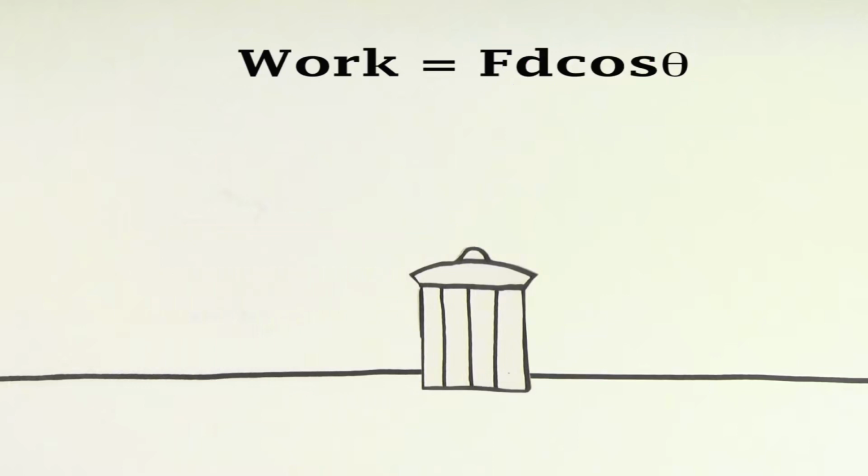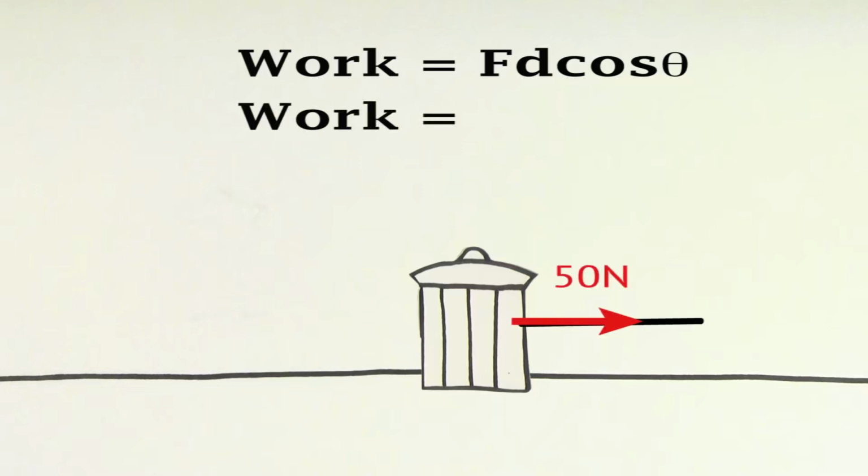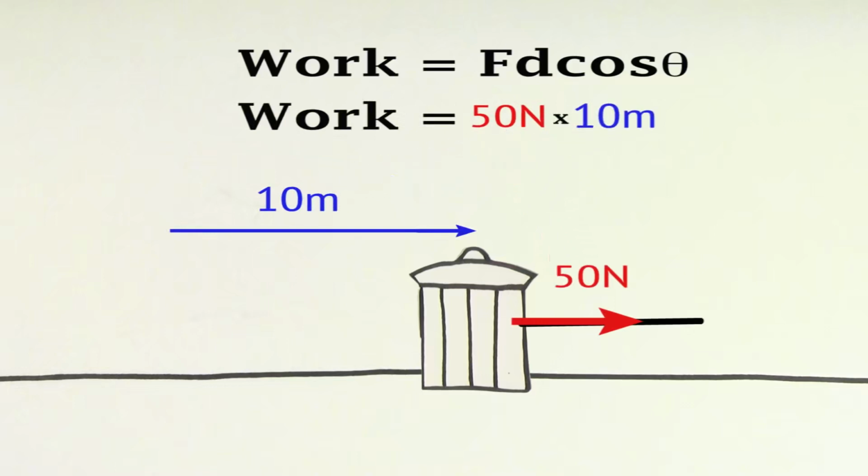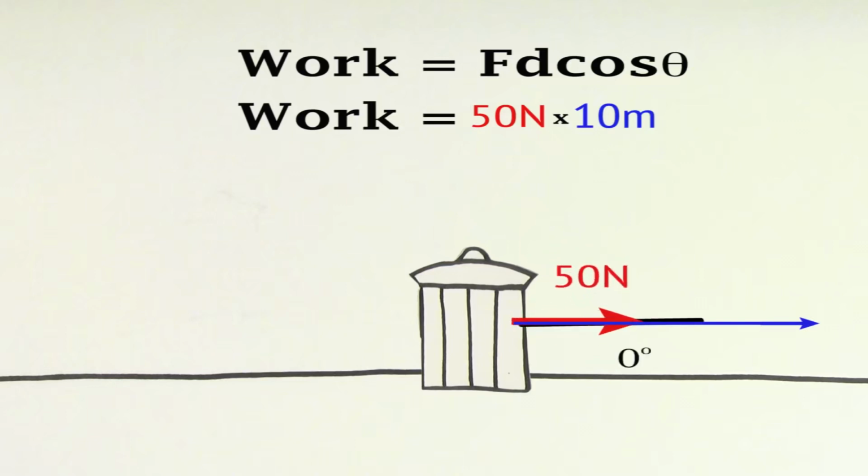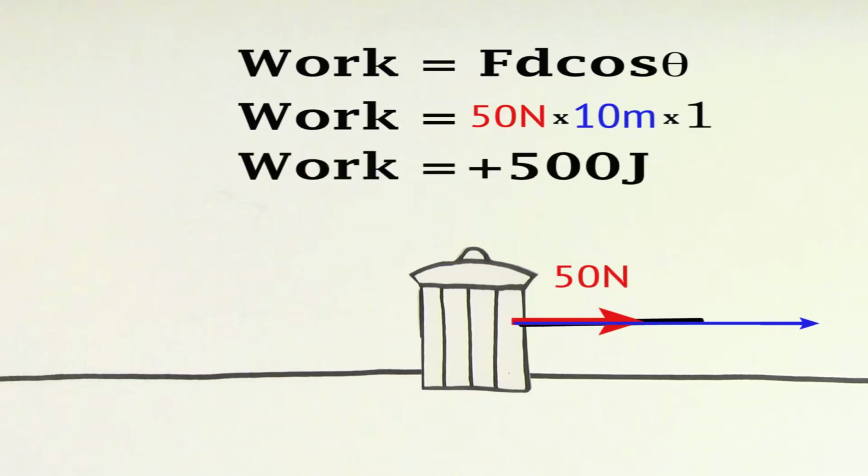For instance, to find the work done by the force of tension, we'll plug in the size of the tension, which is 50 newtons, the displacement is 10 meters, and since the tension force is pointed in the same direction as the displacement, the angle between the force of tension and the displacement is 0 degrees. And since cosine of 0 is 1, the work done by the tension force is 500 joules.